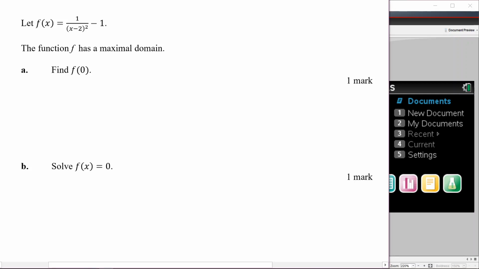Welcome. So in this video, we'll be answering this question before us. It says, let f of x be equal to this. The function f has a maximal domain. For part A, what we need to do is find f of 0. And this is worth 1 mark, and we're going to be using our trusty CAS to answer it.